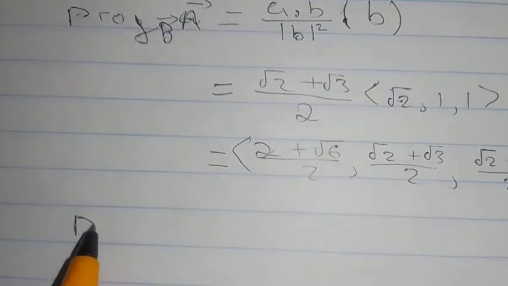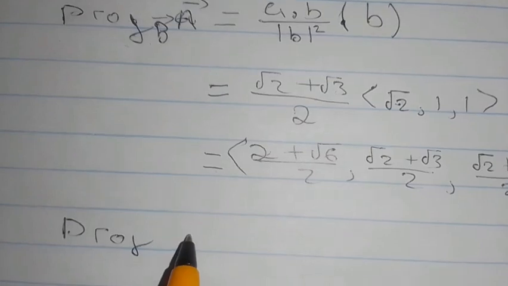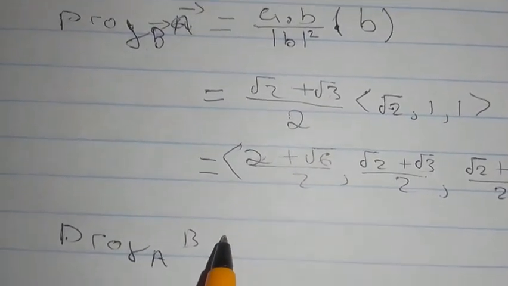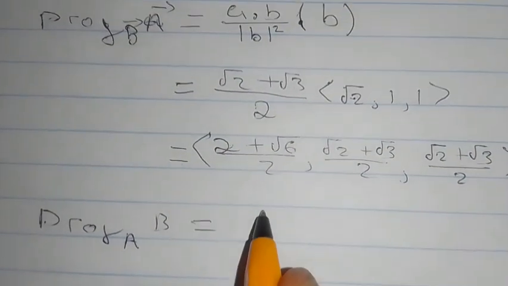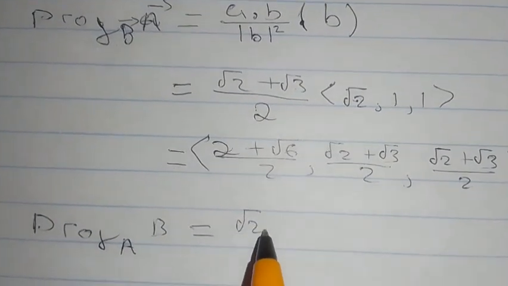Similarly, you can get a projection of B onto A. Try to see if you can get that one. This one will be root 2 plus root 3.